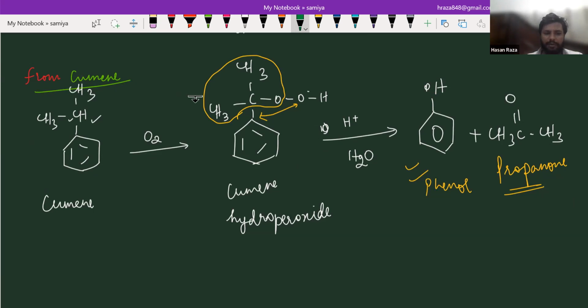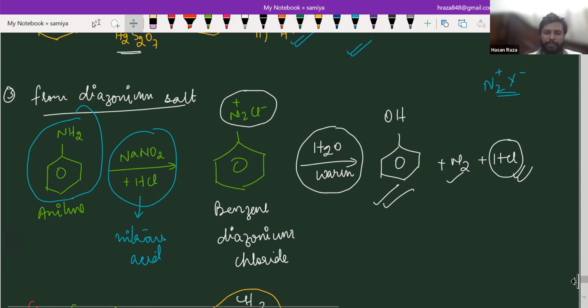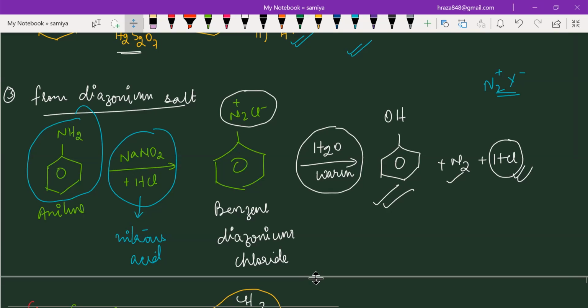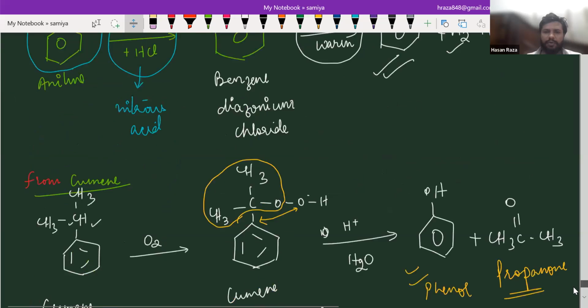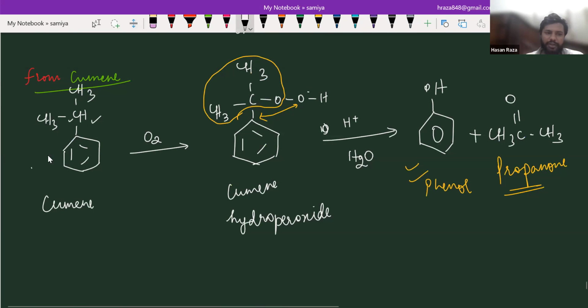Are you done with this diazonium chloride? This is the second last method of preparation of phenol. Yes, I'm done. Okay, the next preparation comes through cumene. What is cumene? This is the structure of cumene.